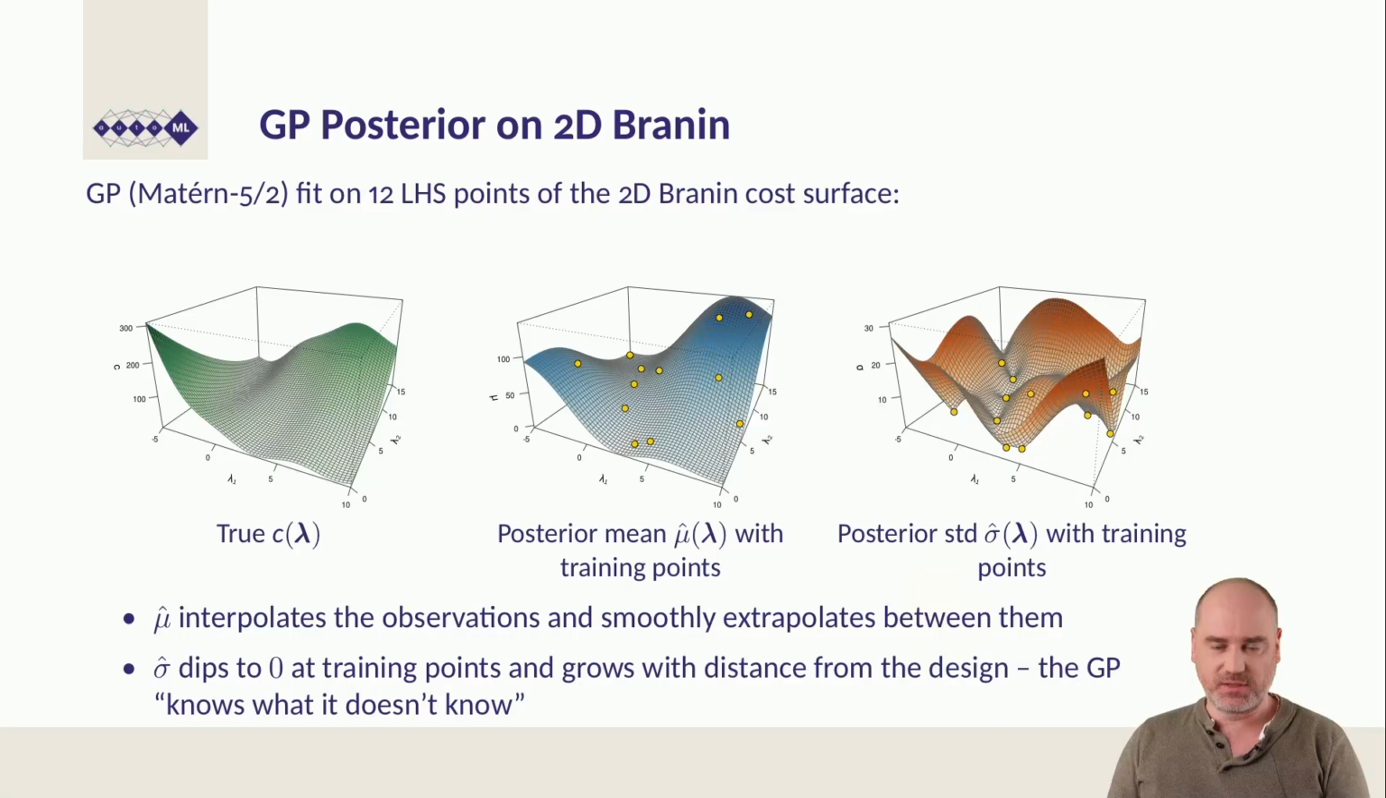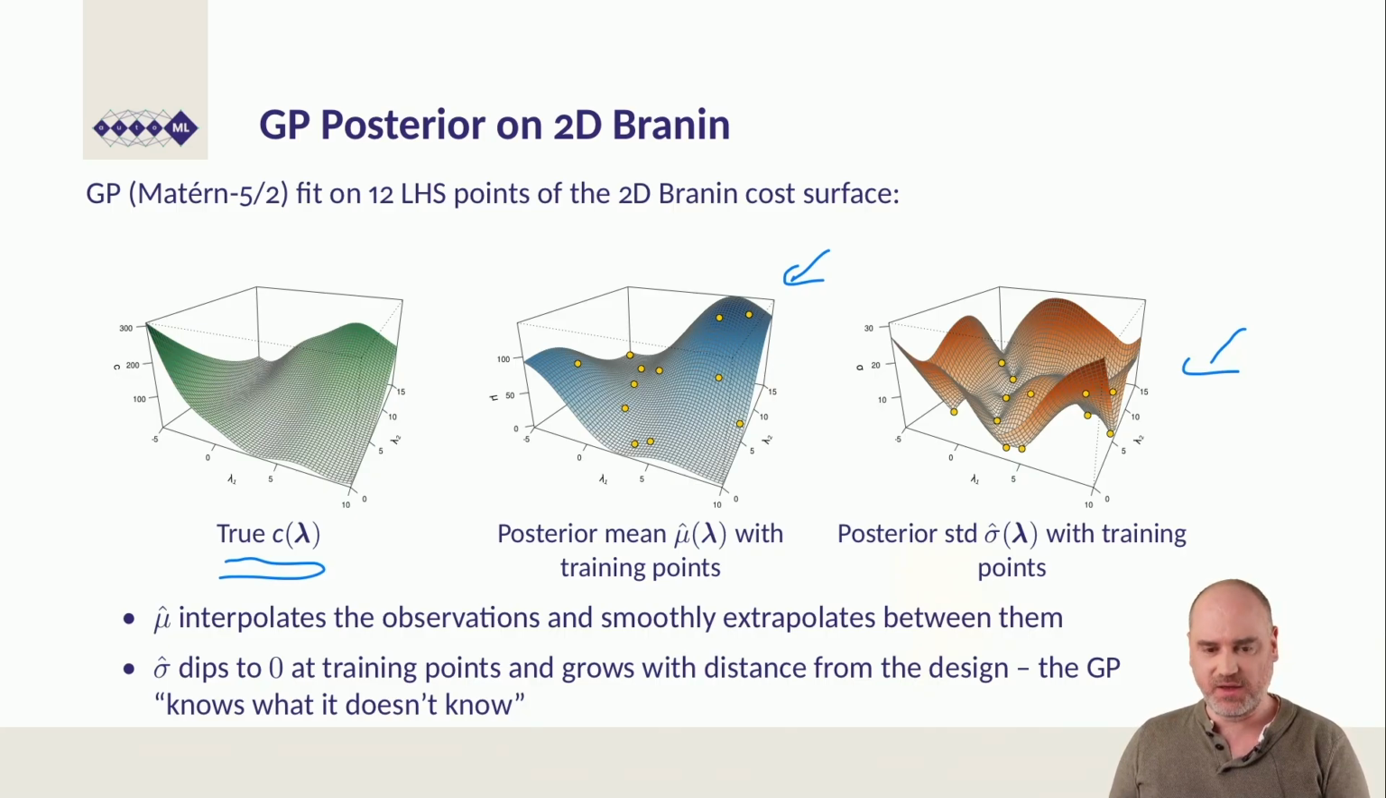I also wanted to visualize this a little bit in 2D. So here you can see a Gaussian process with a Matern type of kernel fit on some points, I guess 12. And again, we're using this 2D Brownian function as a toy example. And you can see the true cost function, which is our Brownian function now. You can see here the posterior mean in 2D. You can also see the posterior standard deviation. And in both of these plots here, I've also obviously plotted the training data.